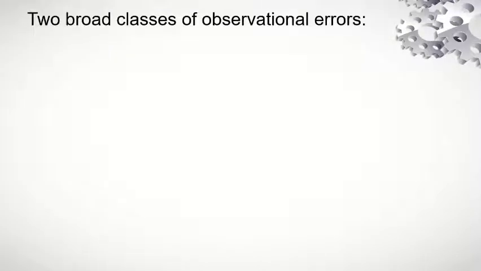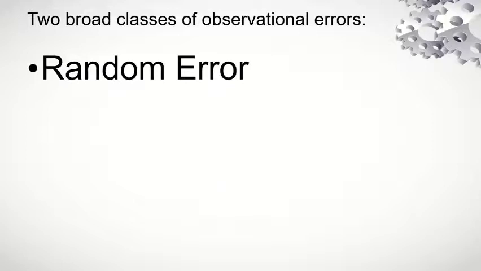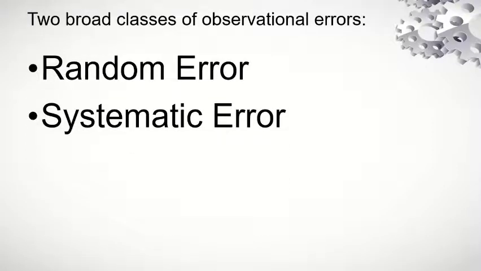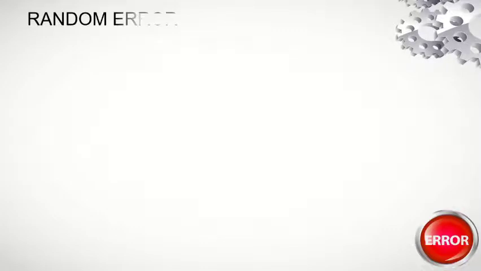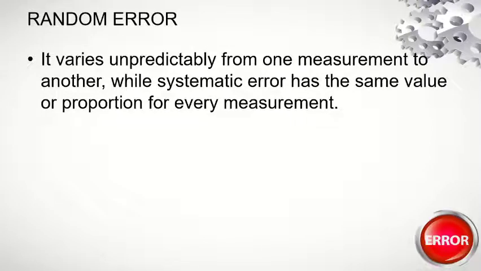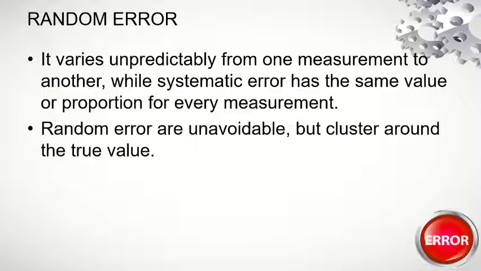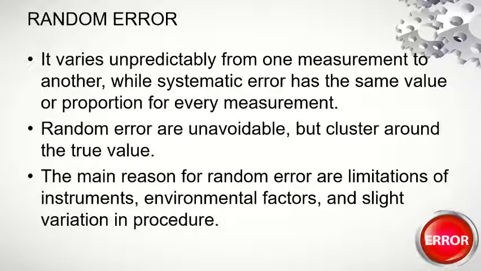Two broad classes of observational errors. So we have random error and systematic error. So, let us first discuss the random error. When you say random error, it varies unpredictably from one measurement to another, while systematic error has the same value or proportion for every measurement. Random errors are unavoidable but cluster around the true value.